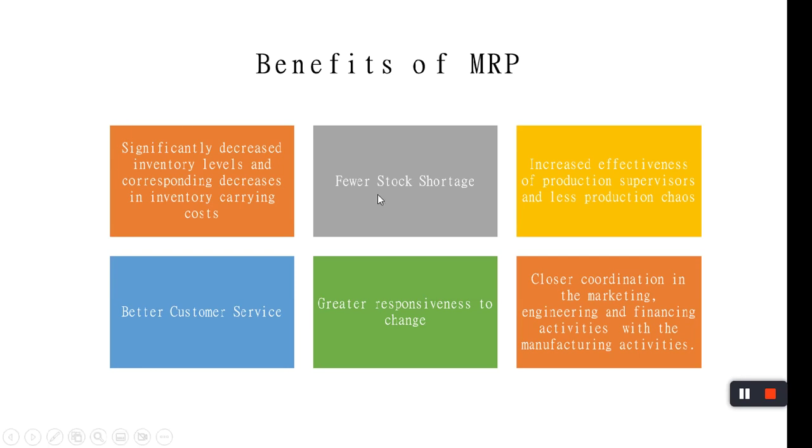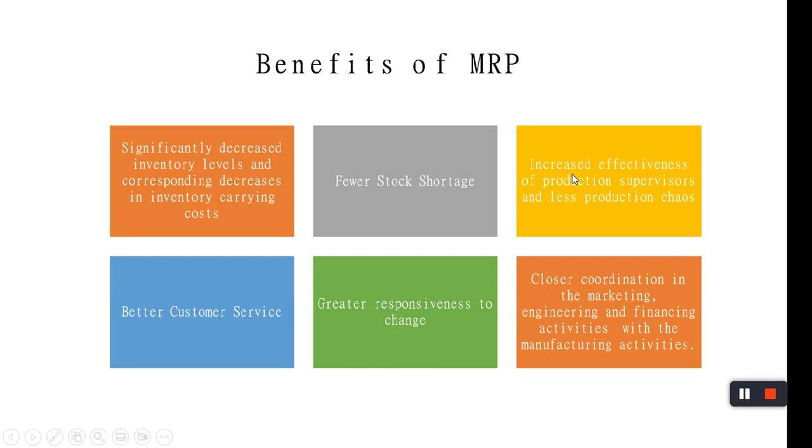And then fewer stock shortages. We will not be shocked anymore, finding out that we in fact needed 1,000 but were not able to anticipate that. So there will be no such problems anymore if we use MRP. There will be fewer stock shortages. We will be able to keep a safety stock, enough stock for us to keep on producing or manufacturing the required finished goods.